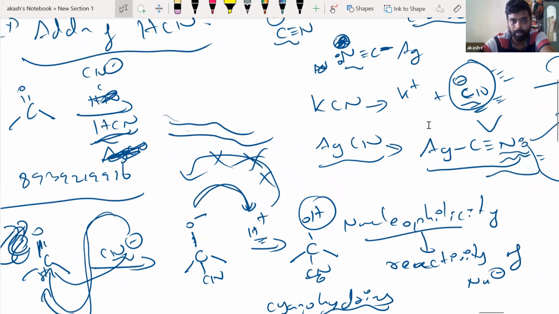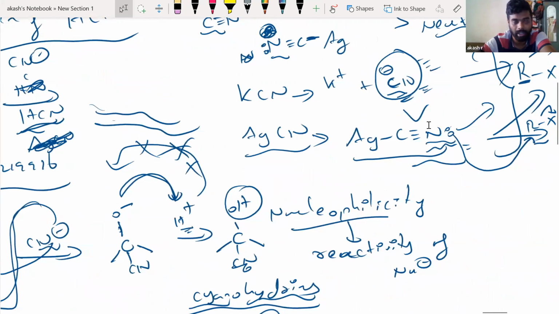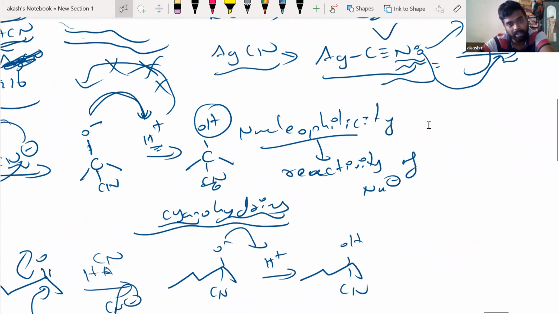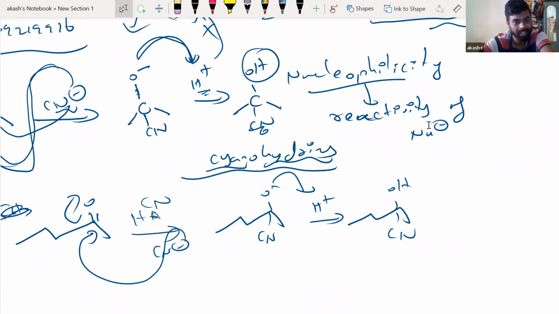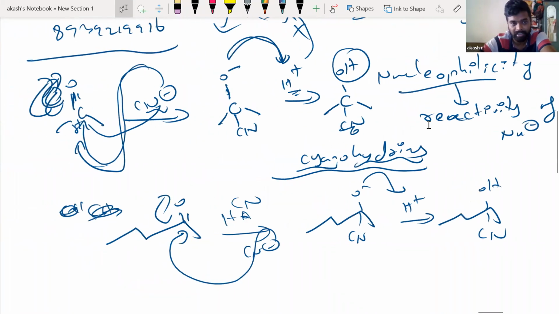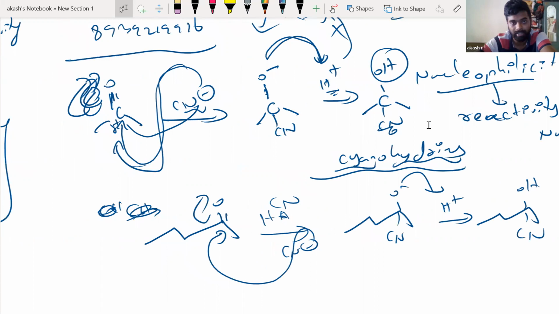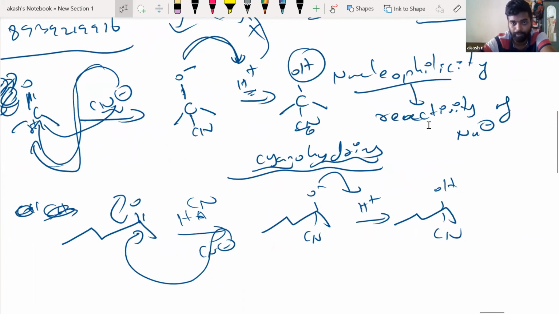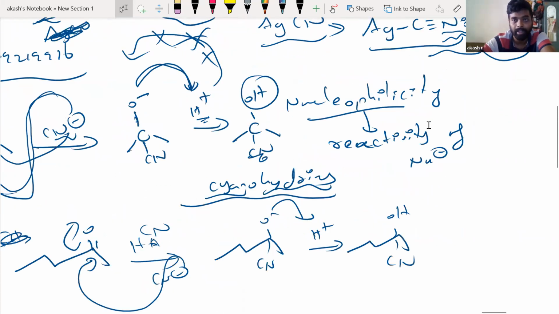The second reaction under this is the addition of HCN. We are always going to form something called cyanohydrins. The carbon atom is going to have an OH, and the same carbon atom is also going to have a CN. And we saw the mechanism. First, the CN minus attacks, the C double bond O breaks, and the O minus takes up the H plus to form the cyanohydrin.